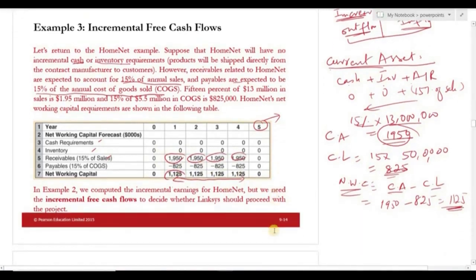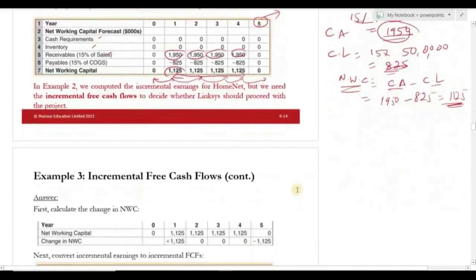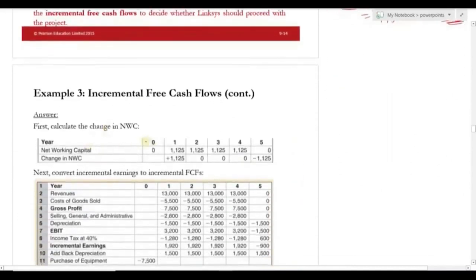Okay, once we have net working capital, then we can find the change in net working capital. Change means from 0 to 1, is it a positive change? 1 to 2, is it an increase or decrease? 2 to 3, 3 to 4, 4 to 5. Okay, we need to see. So let's say this is the change in net working capital. This is net working capital, and now we need to find the change in net working capital.